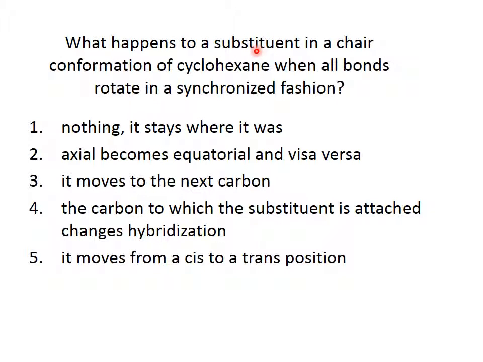What happens to a substituent in a chair conformation of cyclohexane when all the bonds rotate in a synchronized fashion? All these bonds rotating in a synchronized fashion means flipping the chair. So a substituent, when the chair is flipped, does what? Axial becomes equatorial and equatorial becomes axial.